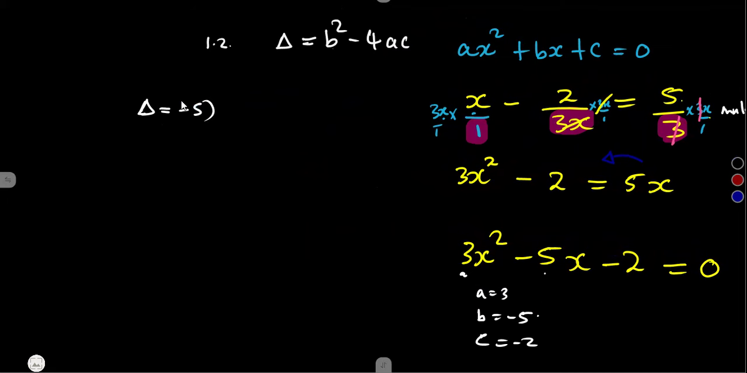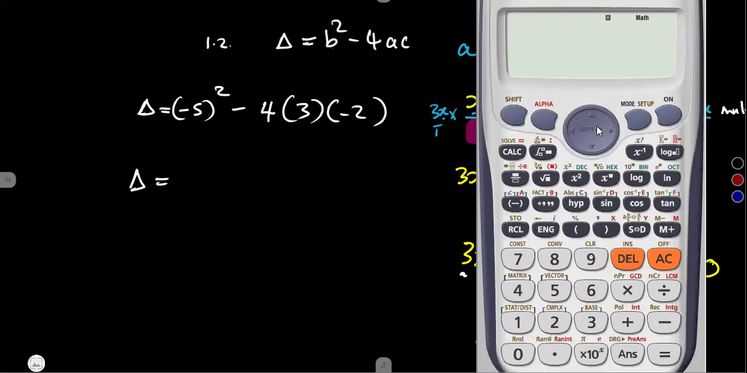Negative 5. So that's negative 5 squared minus 4 times our A, which is 3. In this case, that's our A, and C is negative 2. So this is what you're going to have. So you're going to simplify. That was going to give us 49. Guys, you can just use your calculator here as it is. Do not worry about this one. It does not affect our calculations. Okay, no problem. So this is it.